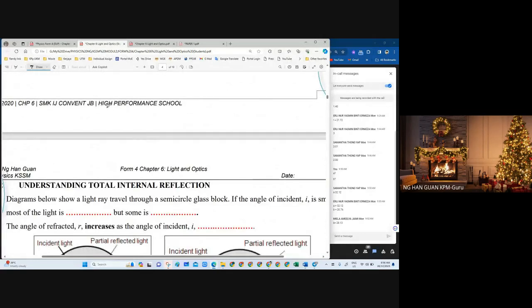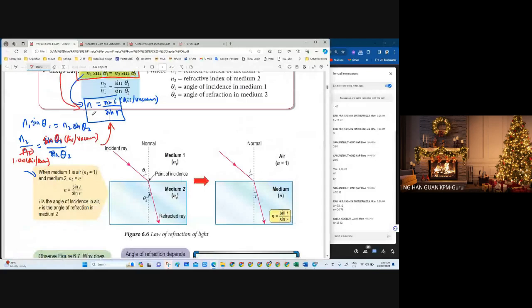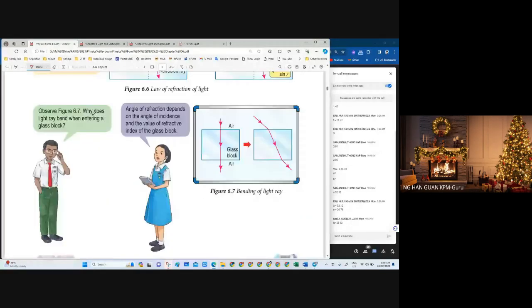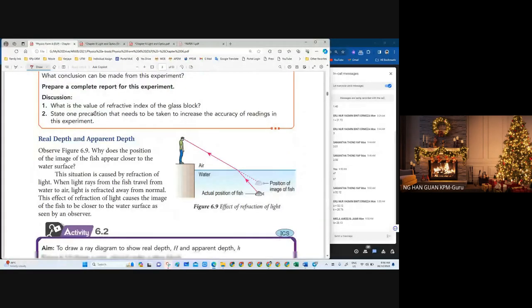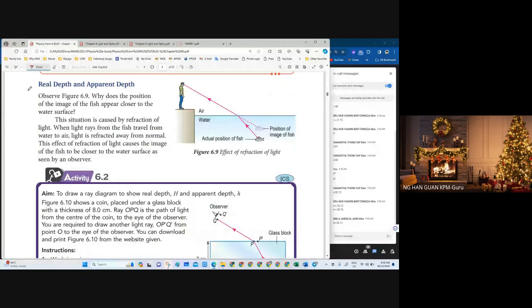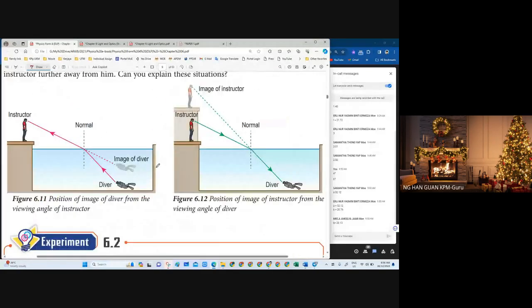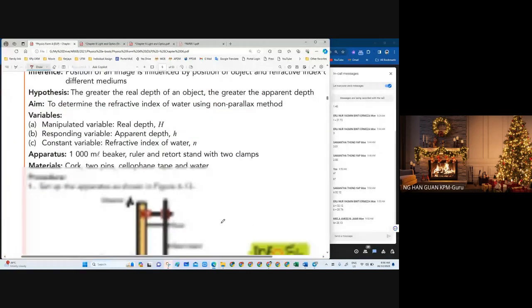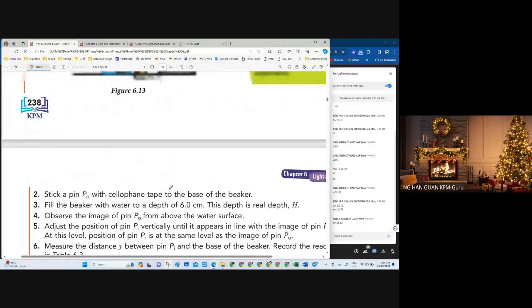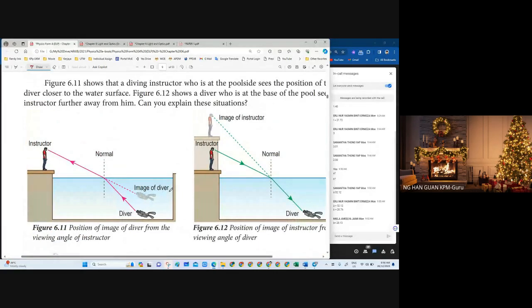Okay, so I think that's all for 6.1. Let's see, is there anything else I want to discuss with you? Okay, so in the textbook, regarding the real depth and apparent depth, please look at these two diagrams on textbook page 238, figure 6.11 and figure 6.12. These two are very good for you to learn.